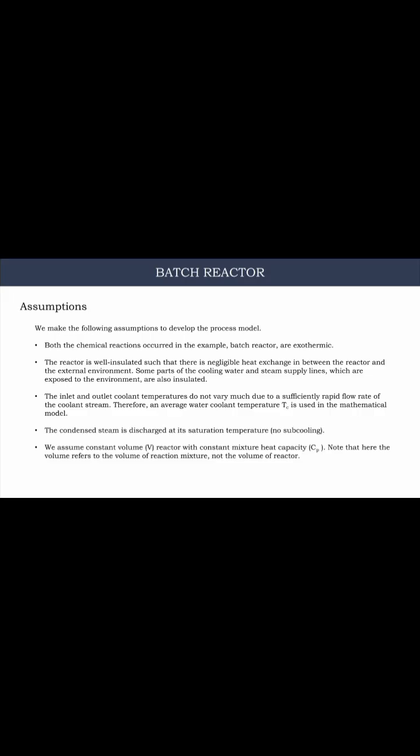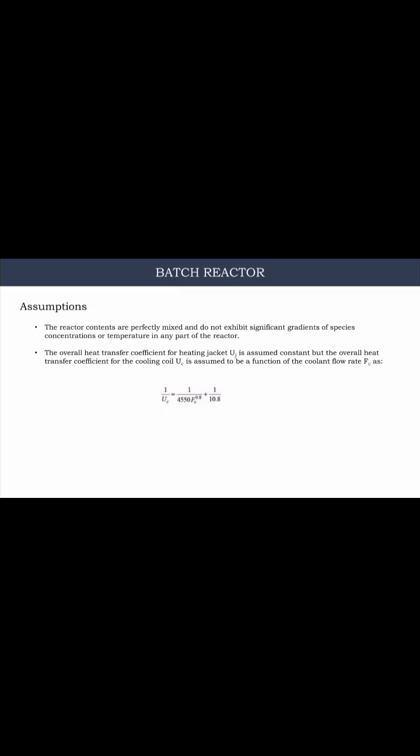The condensed steam is discharged at its saturation temperature, meaning there is no subcooling. We assume constant volume V reactor with constant mixture heat capacity Cp. Note that here the volume refers to the volume of reaction mixture, not the volume of the reactor. The reactor contents are perfectly mixed and do not exhibit significant gradients of species concentration or temperature in any part of the reactor. The overall heat transfer coefficient for heating jacket Uj is assumed constant, but the overall heat transfer coefficient for the cooling coil Uc is assumed to be a function of coolant flow rate, that is Fc.